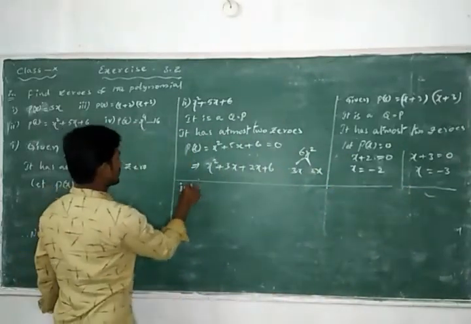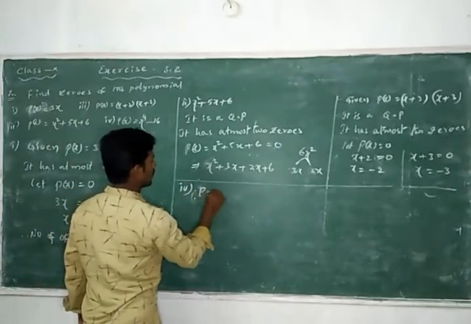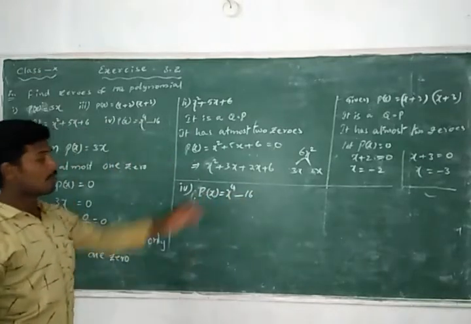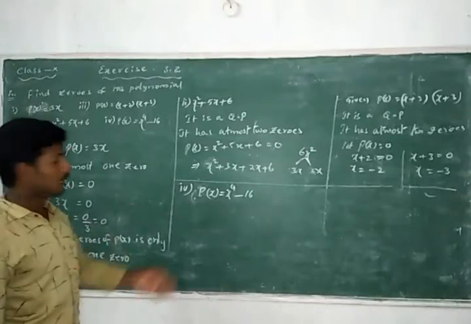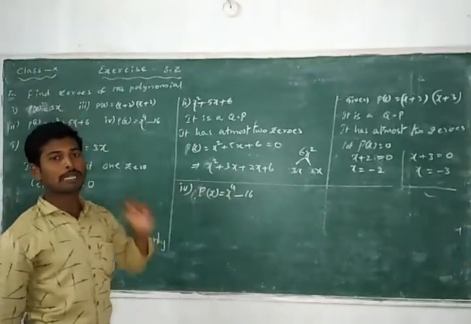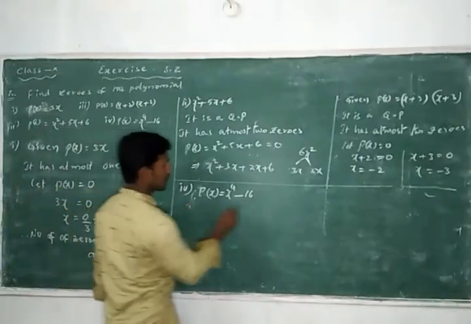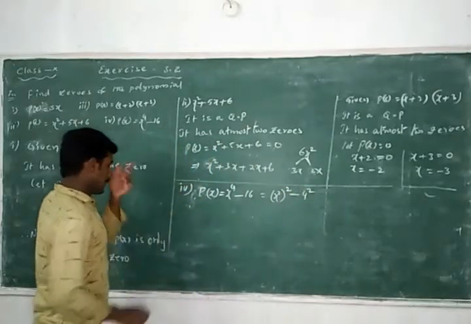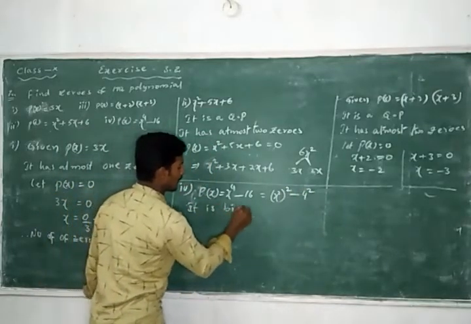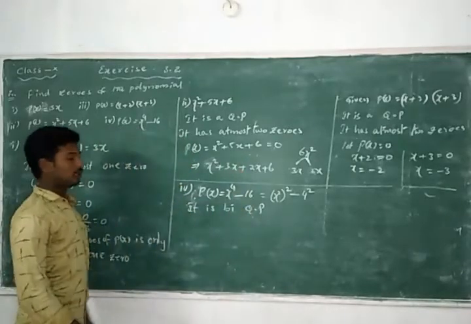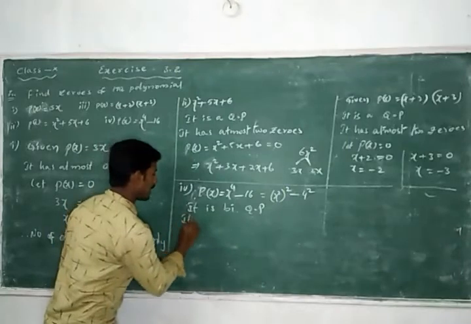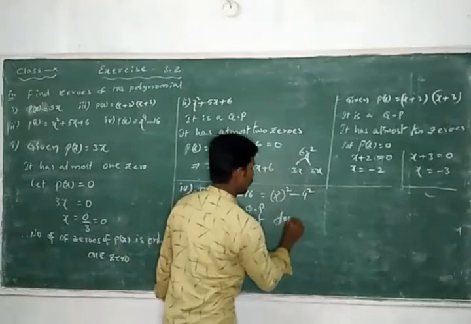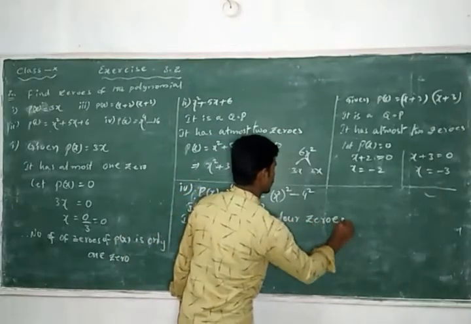Next question is the fourth question. What is the fourth question? p of x is equal to x to the power of 4 minus 16. You know this is a biquadratic polynomial. Why? Because it is x square whole square, two squares, like a biquadratic polynomial. With power 4, it has at most 4 zeros.